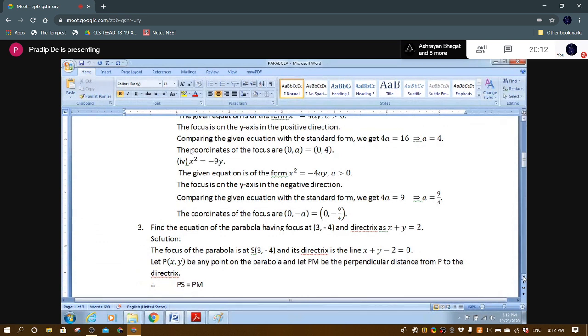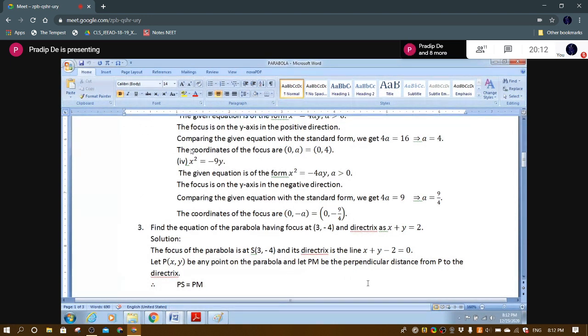What is PS? PS is simply the distance between the 2 points P and S. P that is x comma y, S that is 3 comma minus 4, and PS is therefore square root of x minus 3 whole square plus y plus 4 whole square.